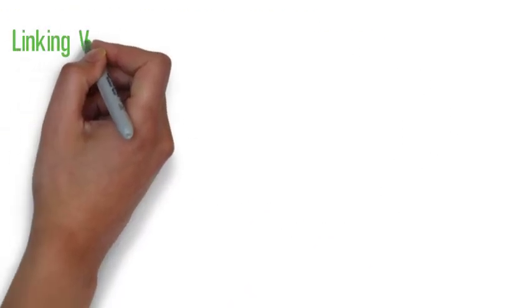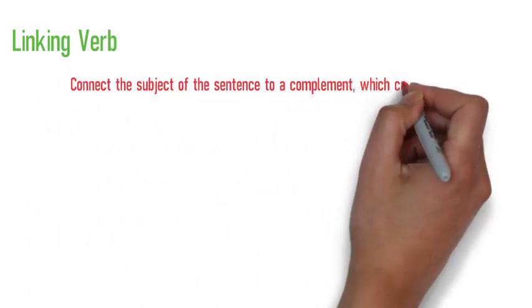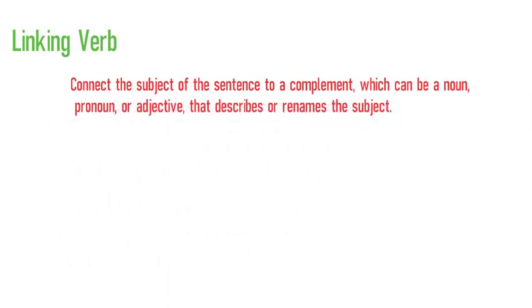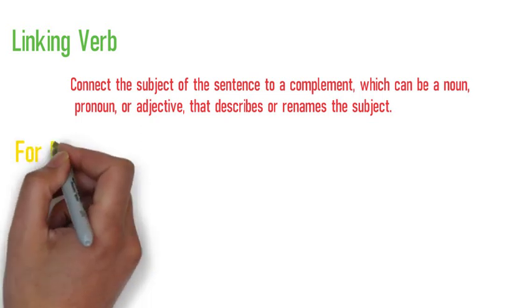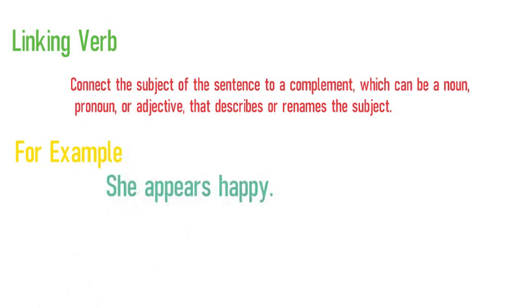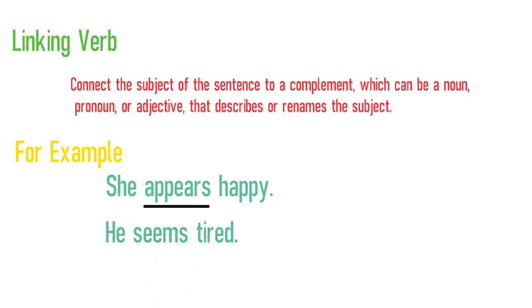Linking verbs. These are the verbs that connect the subject of the sentence to the complement, which can be a noun, a pronoun, or an adjective that describes or renames the subject. For example, she appears happy. The verb appears connects the subject she to the complement happy. He seems tired. The verb seems connects the subject he to the complement tired.